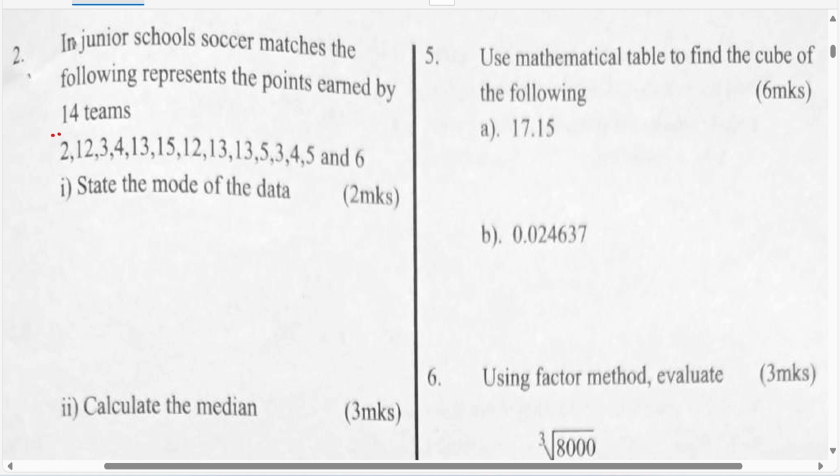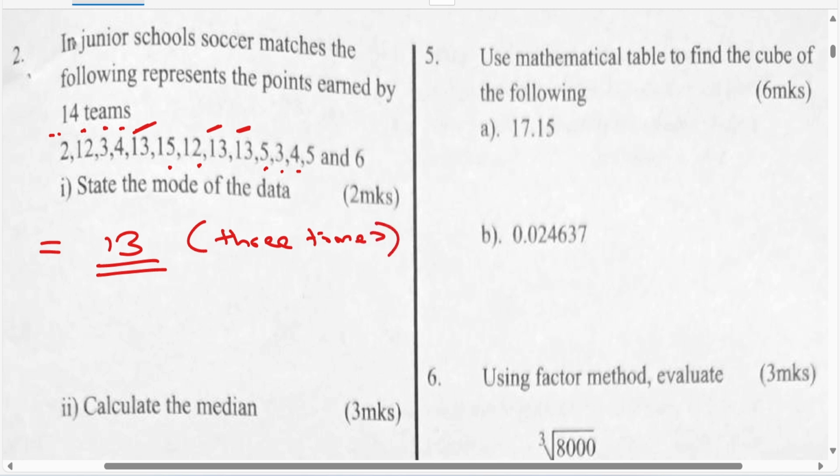If you look at 2, there is one 2. Looking at 12, there are two 12s. Looking at 3, there are only two 3s. Looking at 4s, there are only two 4s. Looking at 13, now there are three: 13, 13, 13. Looking at 15, once. 5 twice, 3 twice, 4 twice and 6 once. So the only one which is frequently seen is 13. Why? It's because you'll see it 3 times.